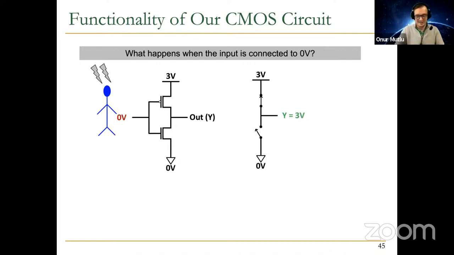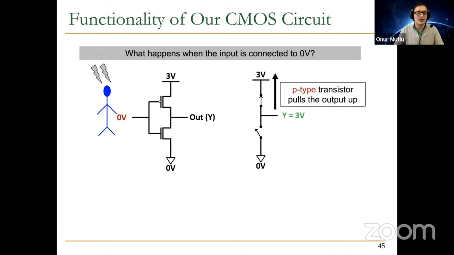We inverted. What happens is the P-type transistor pulls the output up. So P-type transistors are good at pulling up the values. That's why they're put close to the power supply over here. N-type transistors, as we will see, are good at pulling down the values. As a result, they're connected to the ground.